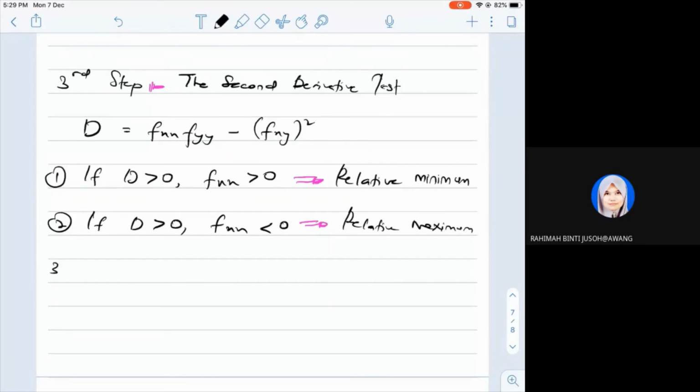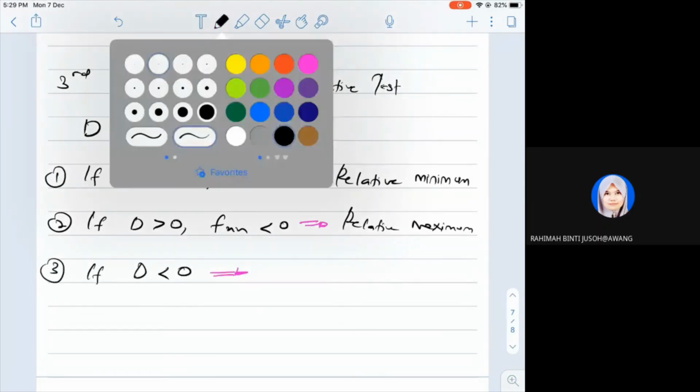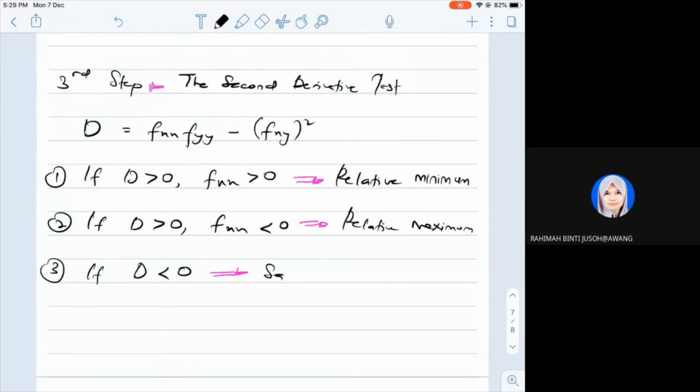Number 3, if after you calculate your D you get a negative value, less than 0, then there is no need for you to look at fxx. Straight away, make a conclusion. This should be a saddle point. It means if you get a negative D, you don't even need to look at fxx. Straight away, the conclusion is a saddle point.